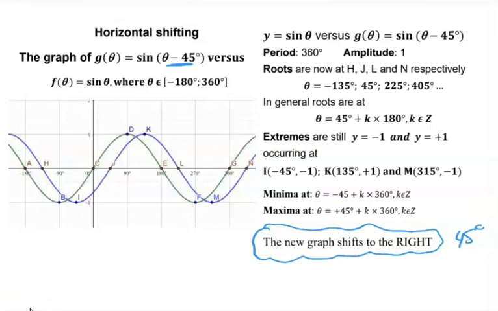So this is now an easy one, and you can on this graph now draw the graph of y equal to sine theta plus 45 degrees to verify that you understand.